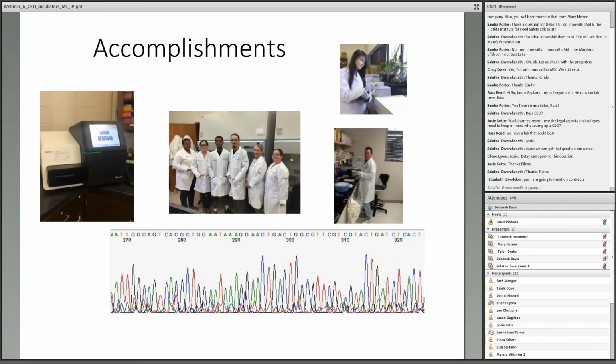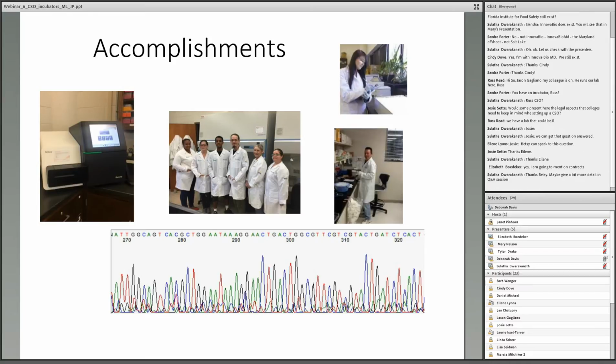And actually, Betsy is going to talk a little bit more about the community college network that we're looking to implement, where we can share our projects throughout the country.